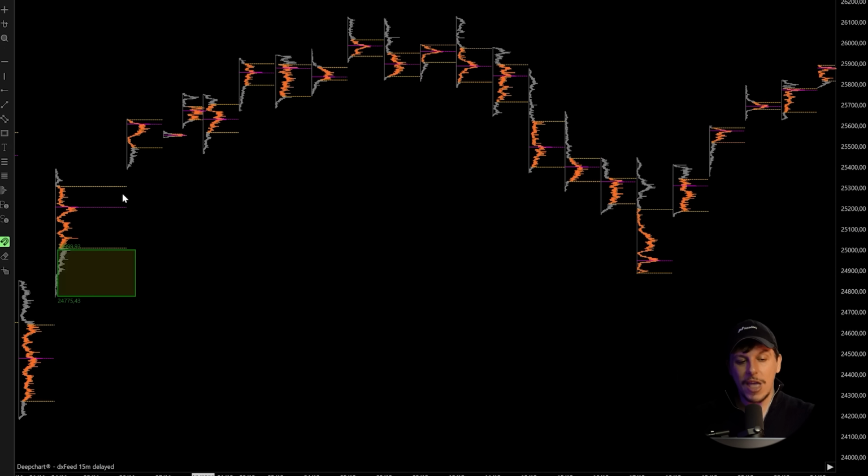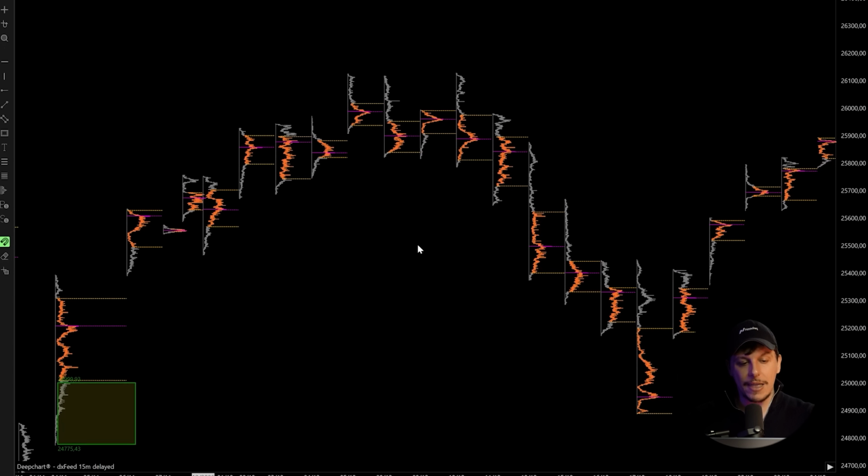After this, we have an acceptance the day after, okay? We have a higher POC, higher value area high, and we have a really strong movement. As you can see, this is a double distribution profile where you have a really thin low.